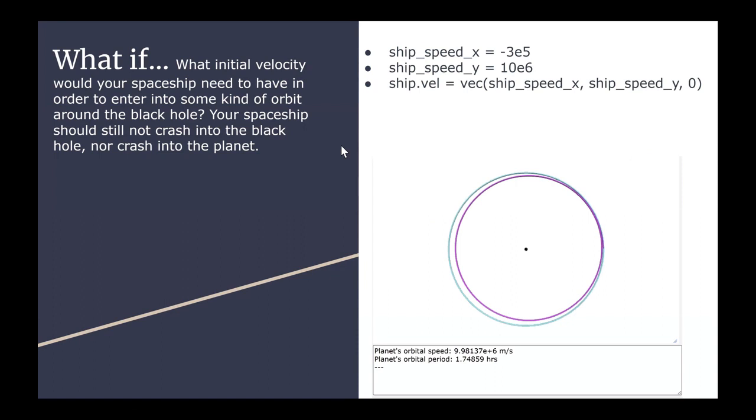Okay, so what initial velocity would your spaceship need to have in order to enter into some kind of orbit around the black hole? So for this, I just guessed and checked with the speed for X and the speed of Y of the ship. But I noticed that the planet's orbital speed, I just had to make the ship speed faster than that in order for the ship to not crash into the planet.